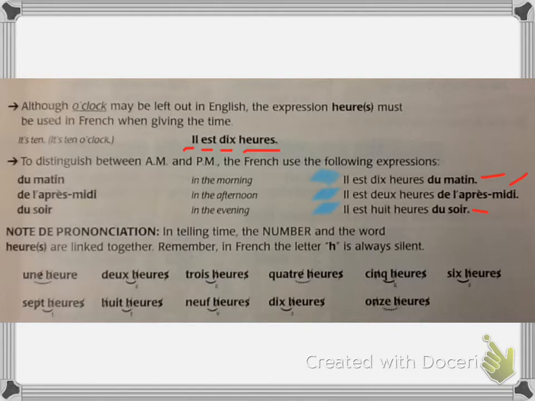Look at the note de prononciation. In telling time, the number and the word heure are linked together. Remember, in French, the letter H is always silent. So these are not things that you write. These are things that your book puts in here to help you remember how to say them.